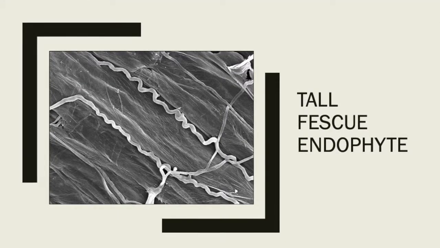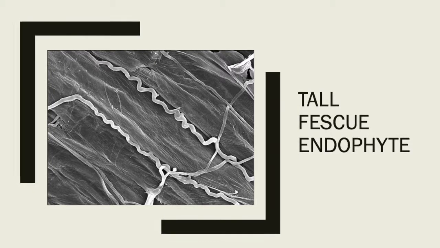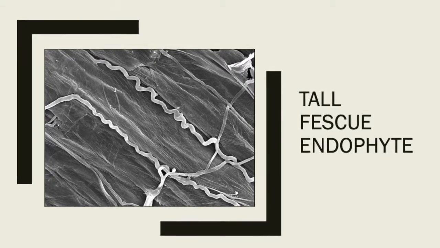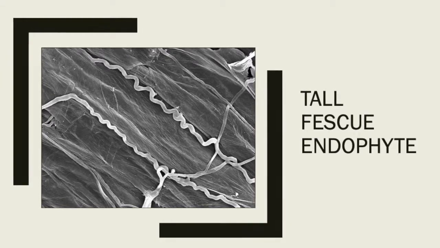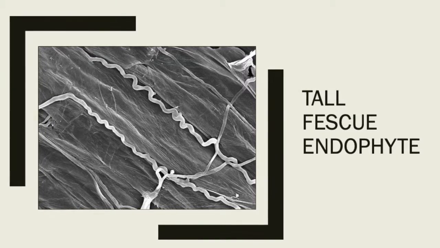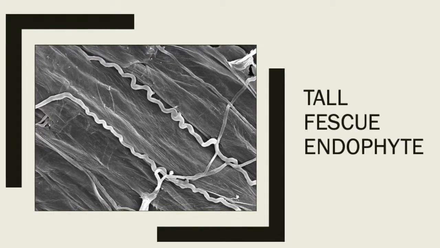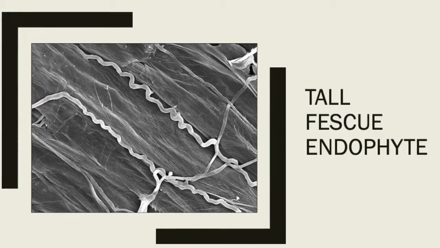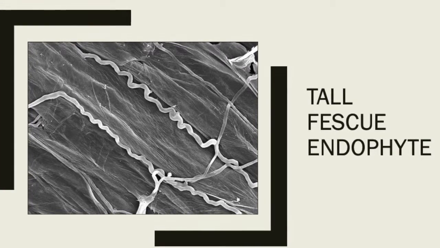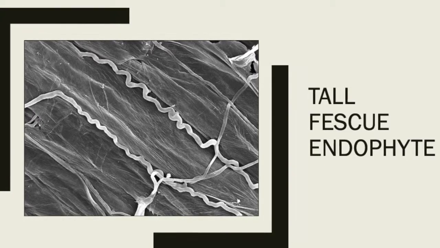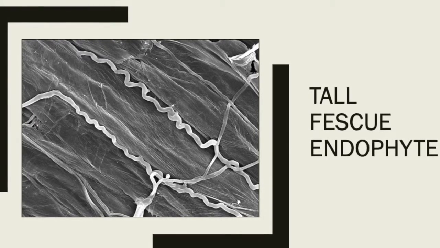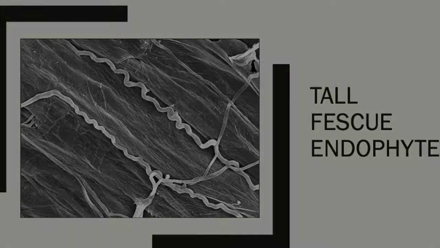Tall fescue can be infected with an endophyte. This endophyte is a fungus that grows between the cell walls. Because it's within the cell walls, it is not visible externally and can only be detected as endophyte infected or endophyte free by a lab examination.